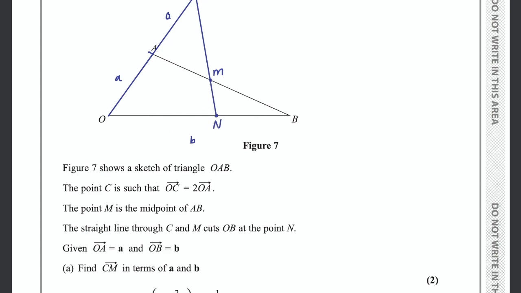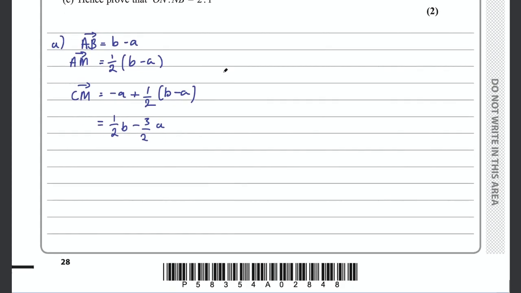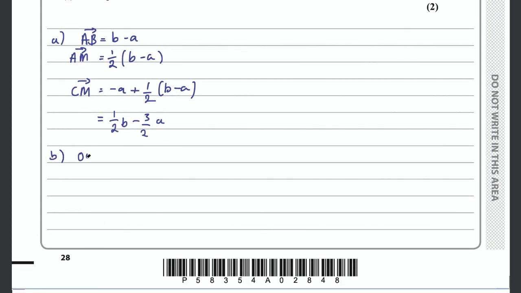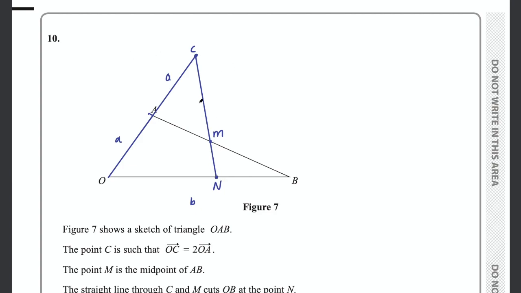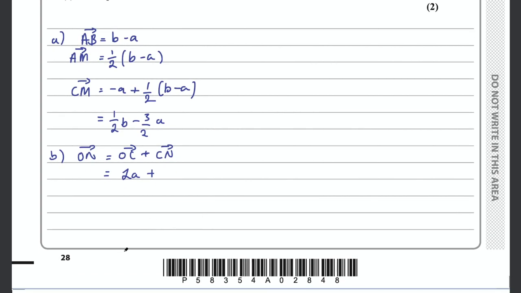I'm going to do OC plus CN. So for B, ON is equal to OC plus CN. And we know OC, that's 2a. And we can say that CN, because CMN is a straight line, they tell us that in the question, we know that CN must be a multiple of CM. So we would have some scalar multiple of CM. And for this, I'm going to use lambda like they've done in the question.